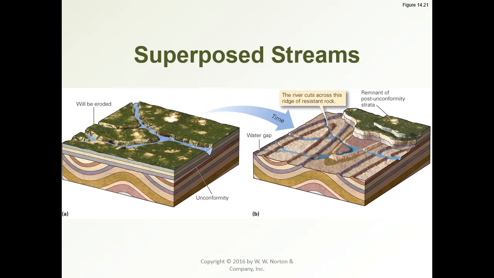We're down cutting into material that was already there. So basically you can either have a stream that keeps up with erosion and cuts down as material's moving up, or you can have a stream that cuts down into material that has already been deformed in some way, and so it's cutting across this material, but the stream comes last.